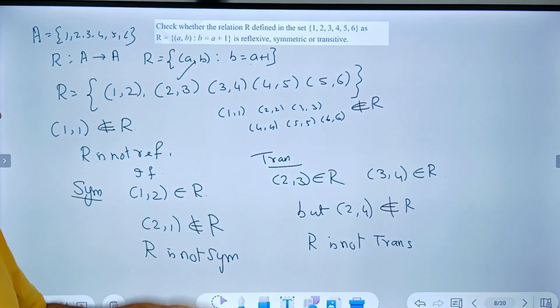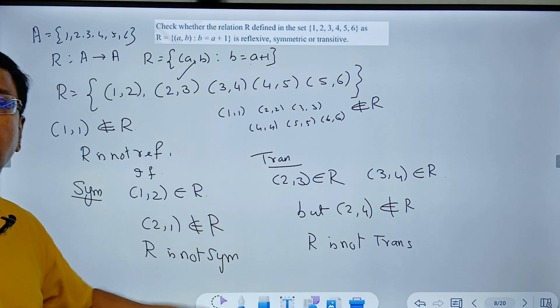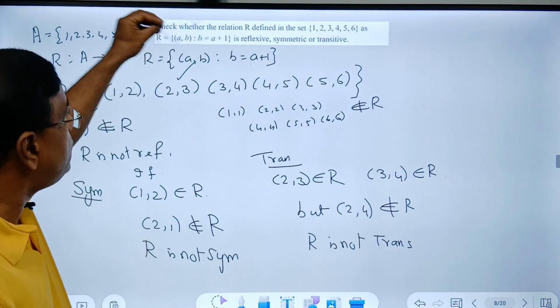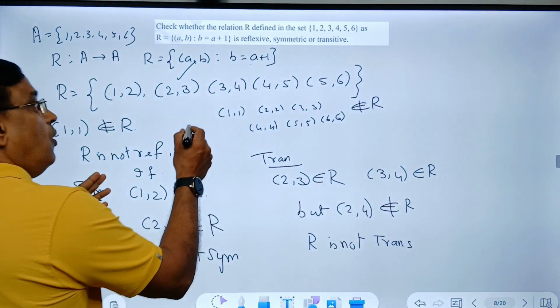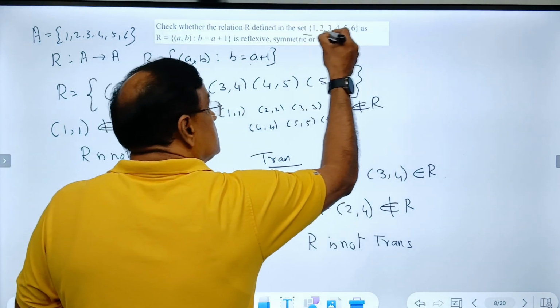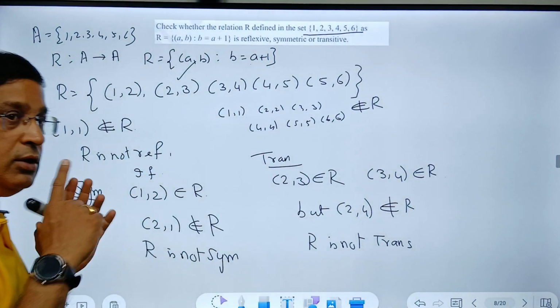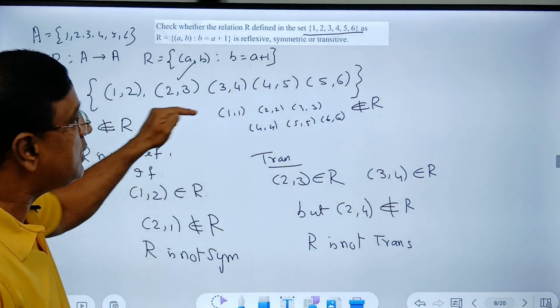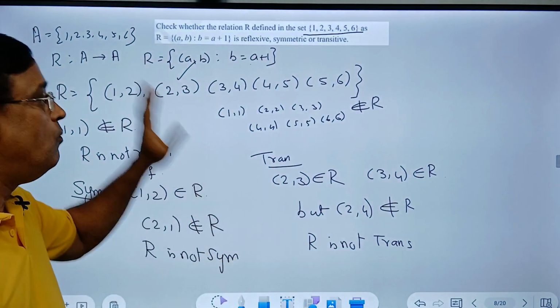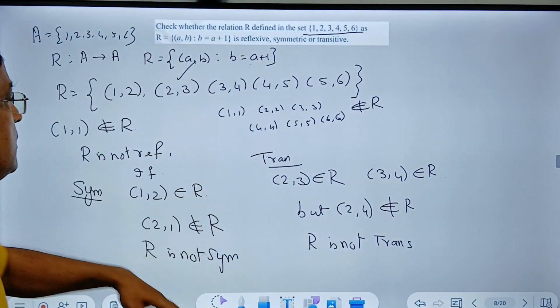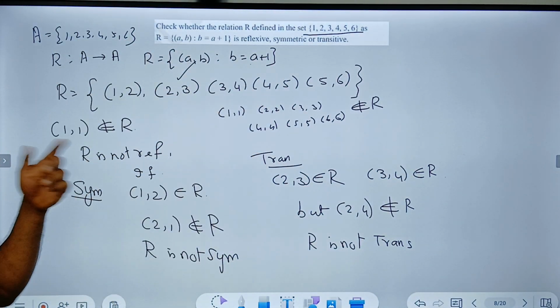Simple example, but this will give you complete understanding of the problem. If you wanted reflexive, all the 6 elements should be related to themselves. All should be there. If you just have (1, 1), it's not sufficient. (1, 1) to (6, 6) must be present. Since it is not there, I say it's not reflexive.